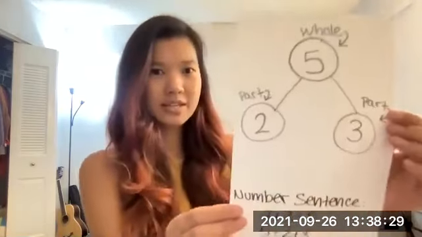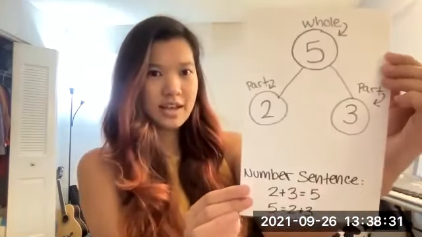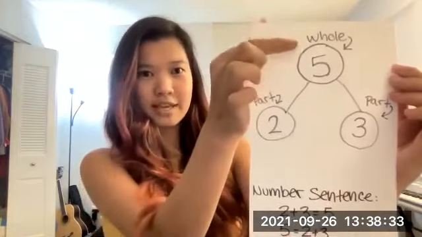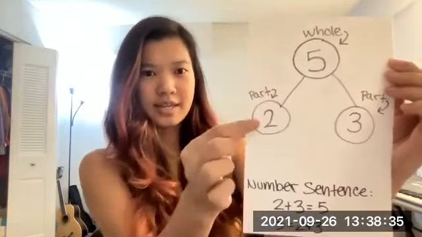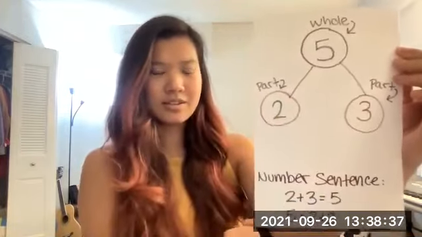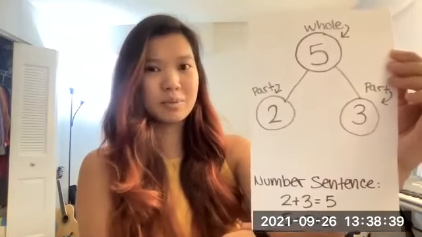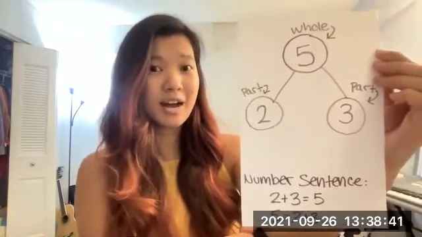So a number bond is a math tool that we use in order to break down numbers and show how numbers are formed. So this is what a number bond looks like. Our number bond has a whole and then the two parts. This number bond shows us how we can make 5.